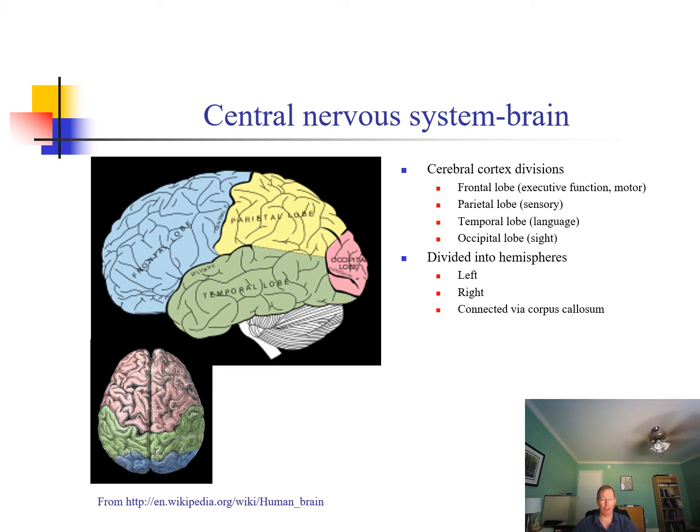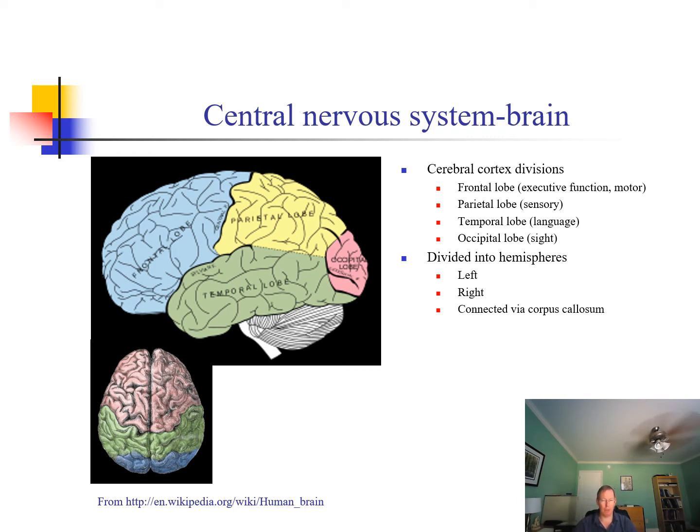But if I look at the cortical divisions, I can also put the brain into the frontal lobe, the lobe that lies directly behind it, the parietal lobe, the temporal lobe on the side, and in the back, the occipital lobe. And they have lots of different functions. I've highlighted just a few here.